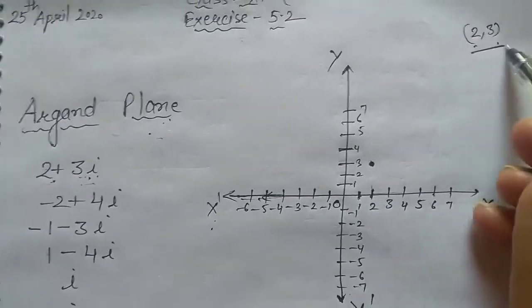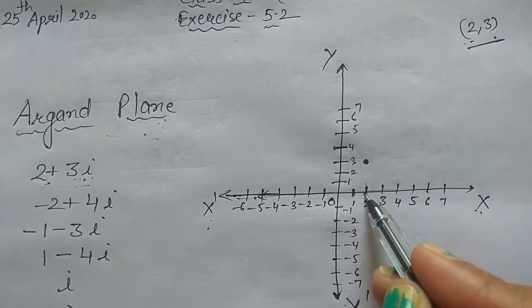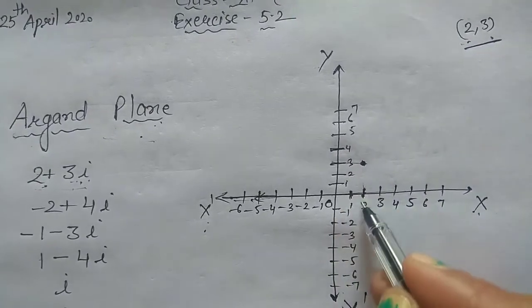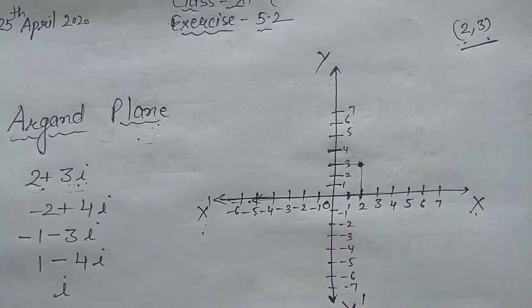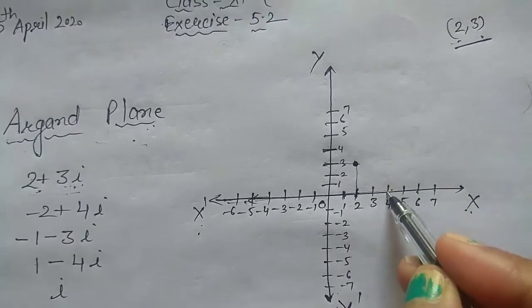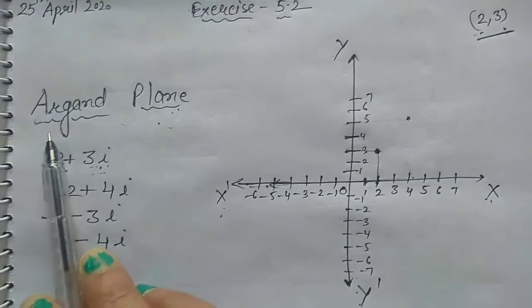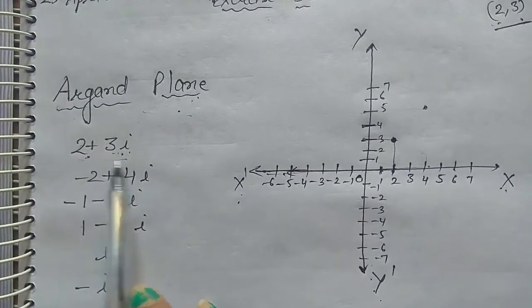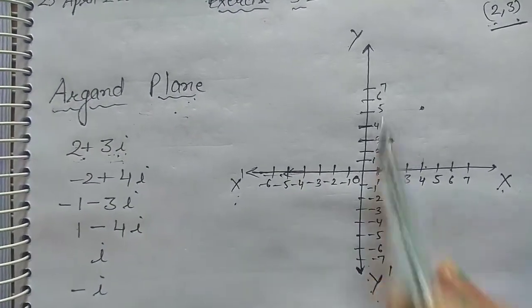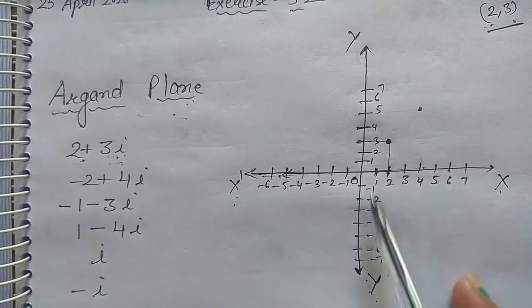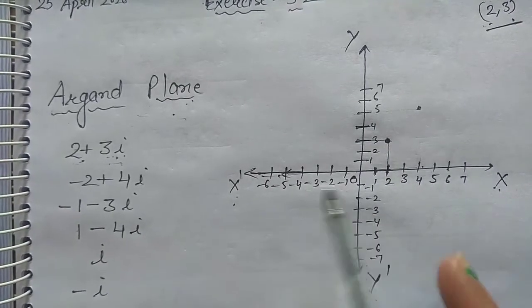Suppose I want to plot points on it, so we take x as 2 and y as 3. So this point is (2, 3). If I want to plot (4, 5), x is 4 and y is 5. And if we want to plot complex numbers on it, then this is called the complex plane, or Argand plane.